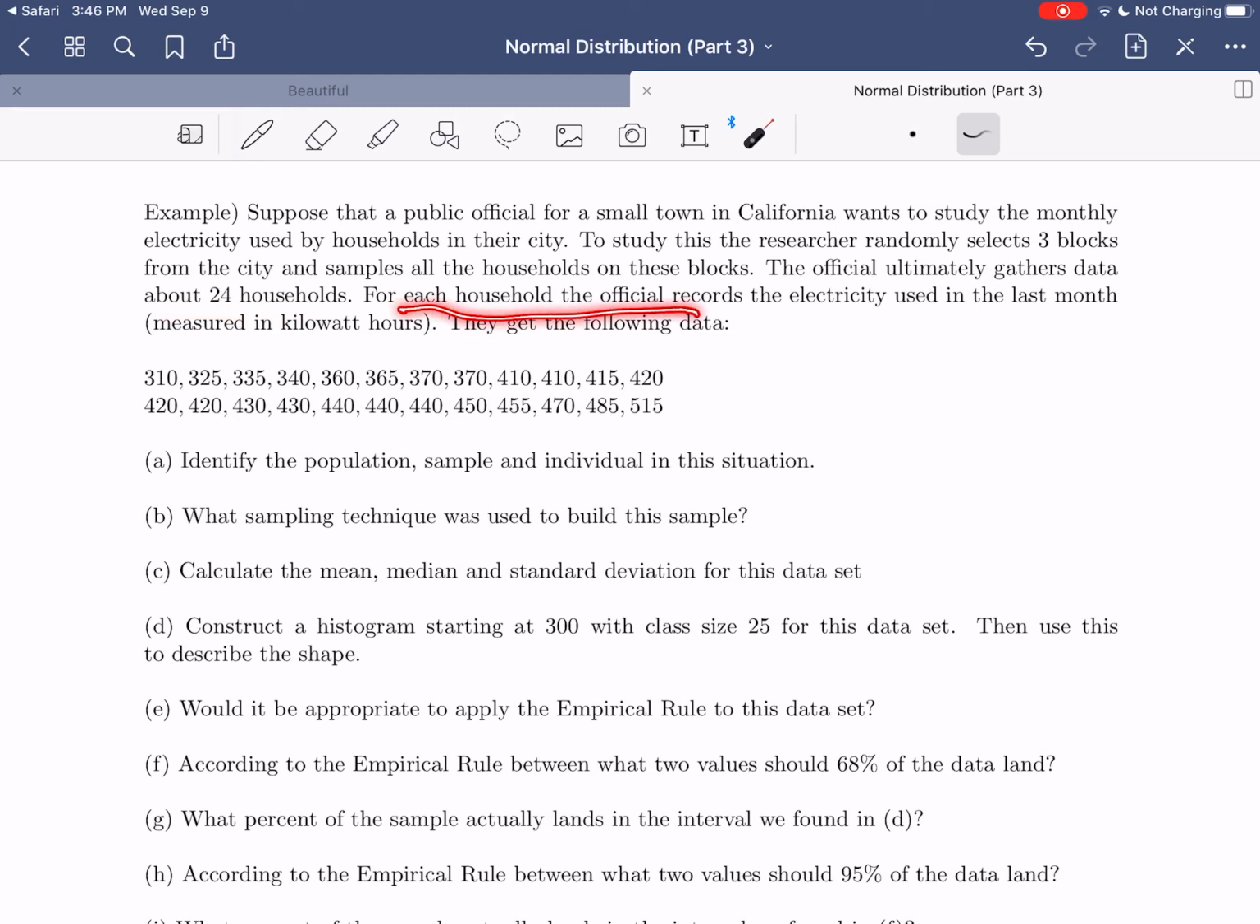So for each household, the official records the electricity used in the last month. Normally, electricity used is measured in kilowatt hours, so that's how they measure that here. And they get the following data. So one household used 310 kilowatt hours. One house used all the way up to 515 kilowatt hours. So we're going to do a tremendous amount of stuff with this.